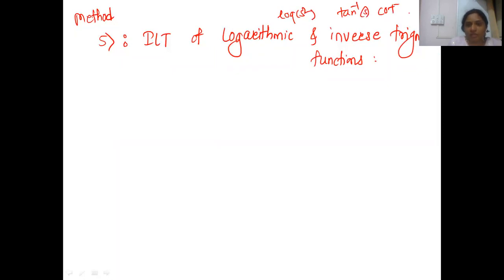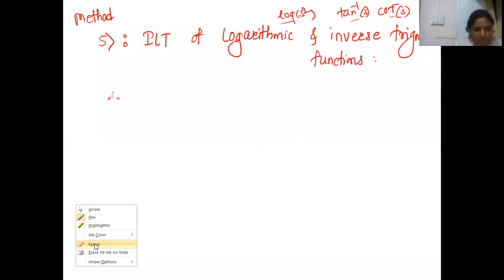Tan inverse, as it is, what? Inverse. So all the functions are in s. So for such functions where log and inverse trigonometric are there, there is a special case to find inverse Laplace transform. So we'll write the statement of that. For that, you can just tell me in Laplace, okay?